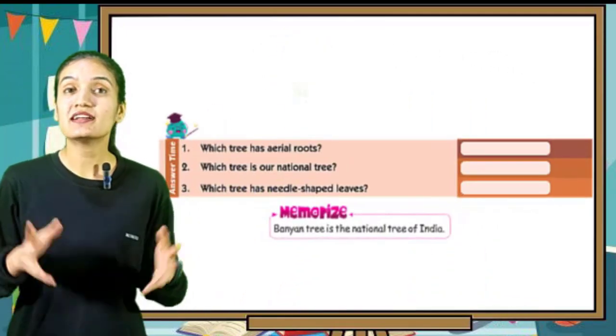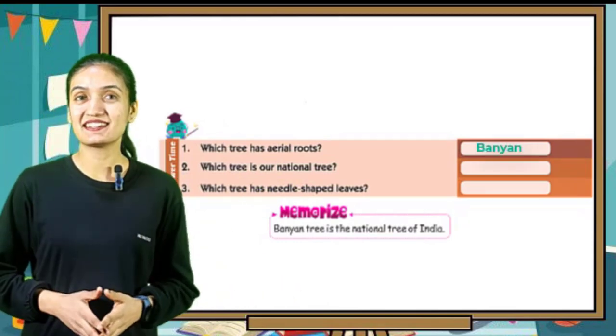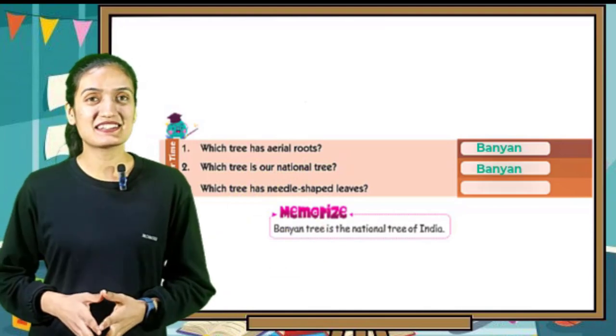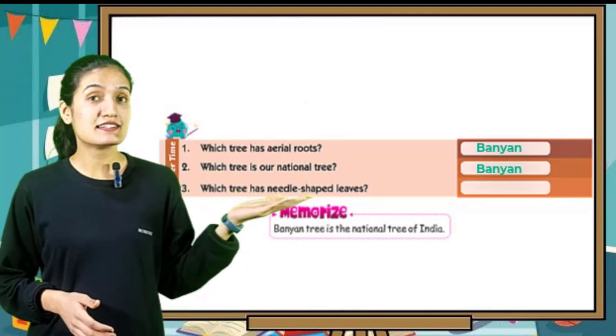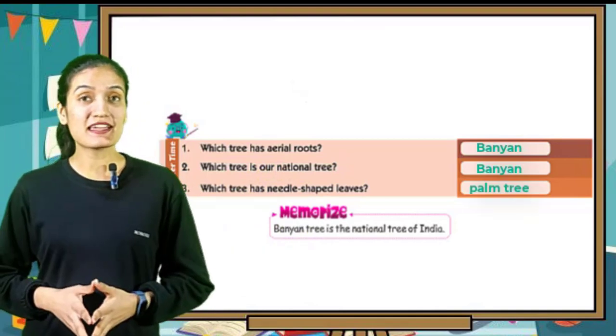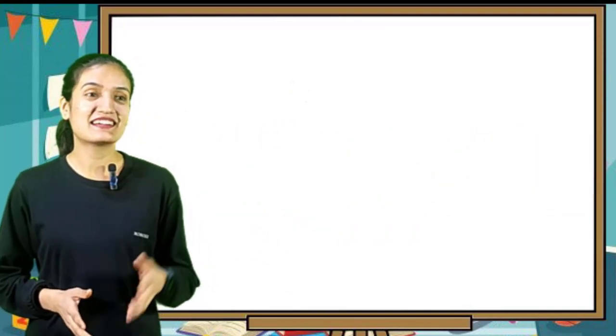Now the answer time. Which tree has aerial roots? It is banyan tree. Which tree is our national tree? Banyan tree. Which tree has needle shaped leaves? Palm tree. Now kids, memorize. Banyan tree is the national tree of India.